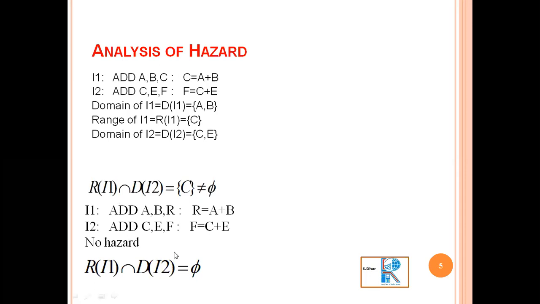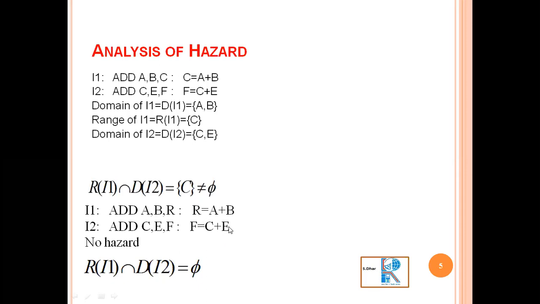Okay, now see the second example. Add A B R is I1, add C E F is I2. The question is whether a hazard will occur or not. Read after write hazard. See, range of I1. What is the range of I1 now? Range of I1 now is R. What is the domain of I2? C and E. What is the intersection of R and CE? Intersection of R and CE is null.